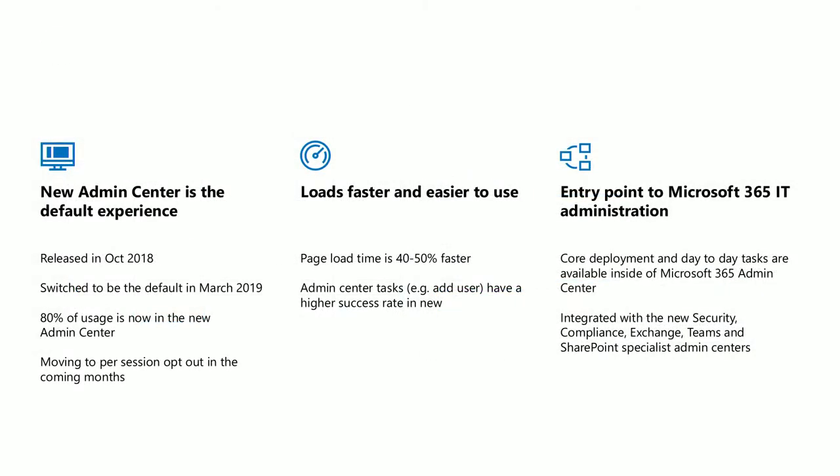So in terms of how that's doing, it was released shortly after last year's Ignite. And it switched to be the default experience in spring. And as of today, 80% of the daily usage is in the new experience. And we have a very low percentage of the usage that goes back to the old within a 30-day period. It's about 5% of the traffic. And so in the coming months, we are going to be moving to opt-out. This means whenever you come in, you will default to the new experience, and you will still be able to get back to the old. But the primary location will be the new.